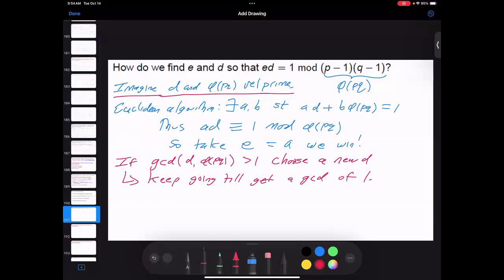So what's the next question we want to ask? What would you ask now? What do you do once you get it? Well, no, once we get it, then we're fine. Then we can find our E. And this step here is fast. This is fast by the Euclidean algorithm. But we need a D that's relatively prime to phi. So we keep going until we get it.